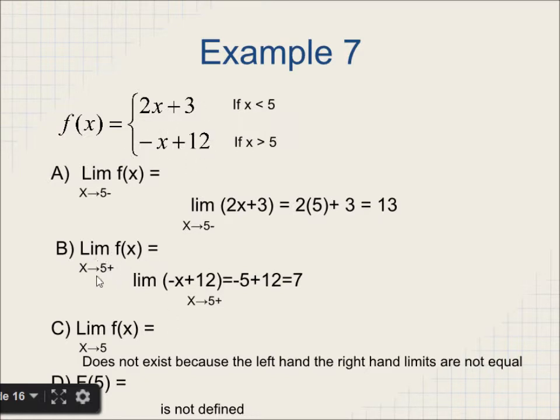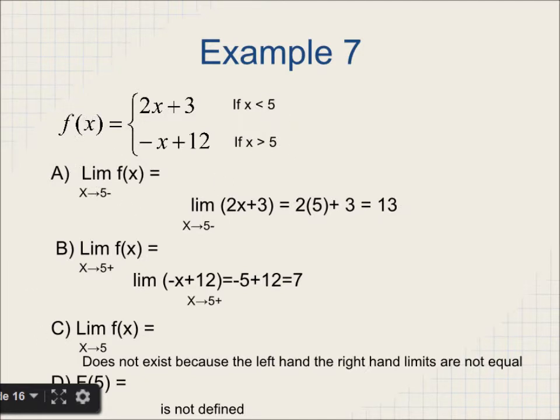So we have two values here, 13 and 7. So at 5 the limit does not exist because the left hand and the right hand limits are not equal. Whenever the left hand and right hand limits are not equal, that means this function and this function do not give the same value. That means at this particular value, that is at 5, the function is not defined. That's why it says if x is less than 5 but not equal to 5. So this is the way you can find out if f(x) is defined for a particular point or not.